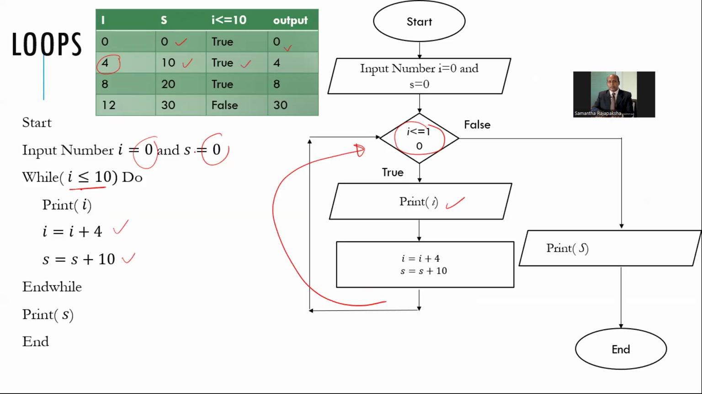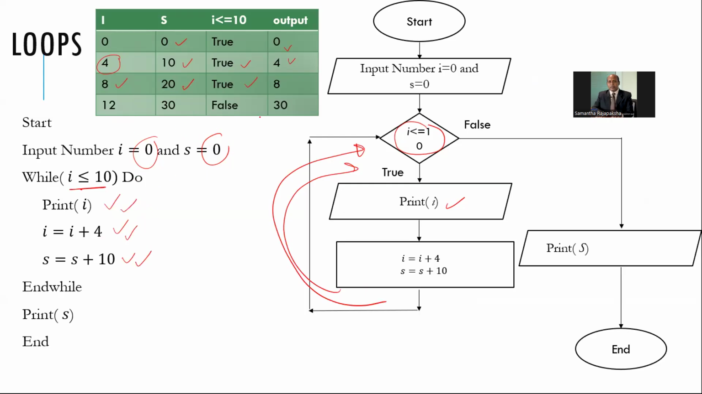If the condition is true, print I. I is how much? 4. And increment I, 4 plus 4, 8. Increment S, 10 plus 10, 20. And again you have to go back and check the condition. You check whether I is less than 10. Yes, because I is 8, 8 is less than 10, condition is true.